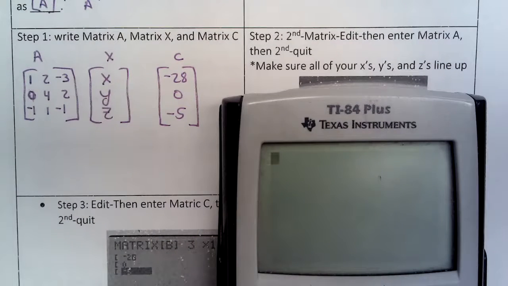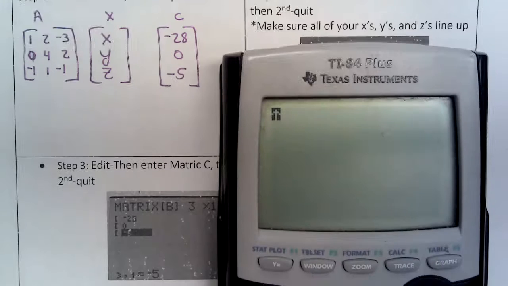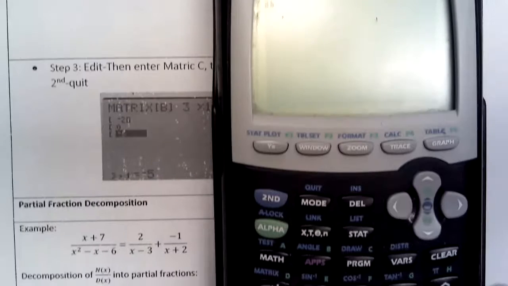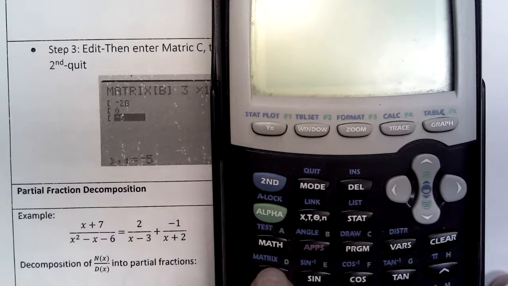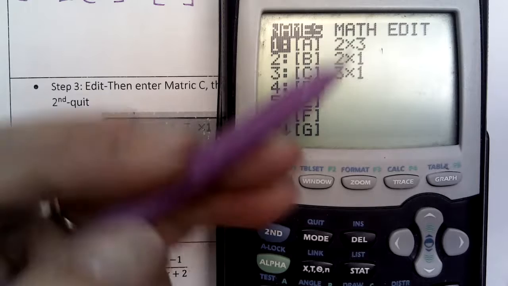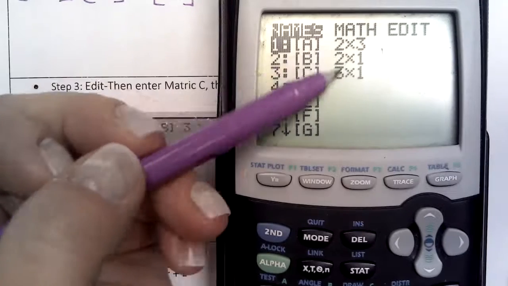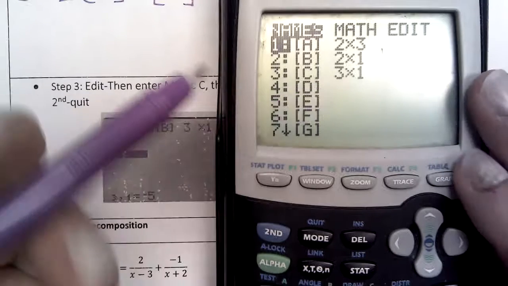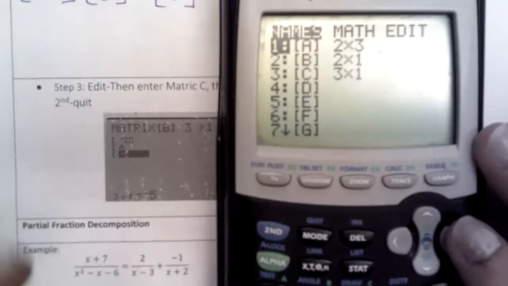Now we're going to talk about how to go into the calculator and enter these matrices. You're going to want to hit second, and then whichever button has your matrix on it. It depends on your calculator, but mine is right above the x to the -1 key. I'm going to hit matrix, and it's going to pull something up like this. Yours may or may not have this in it. I'll show you how to change that in a minute.